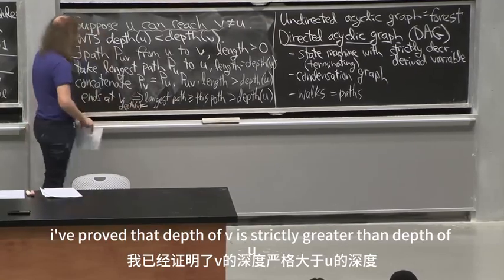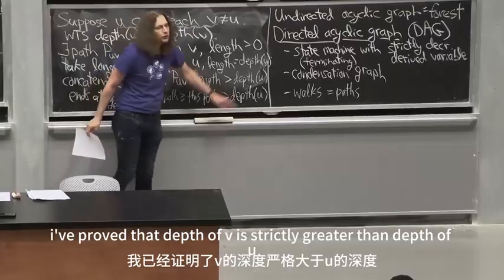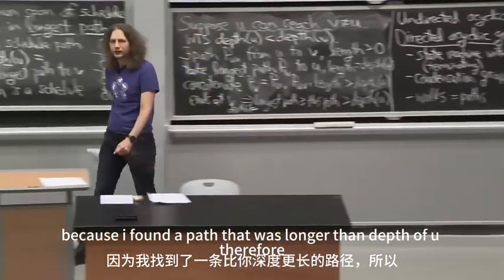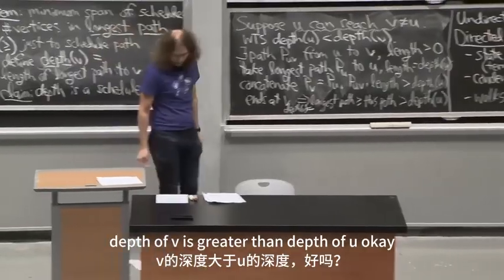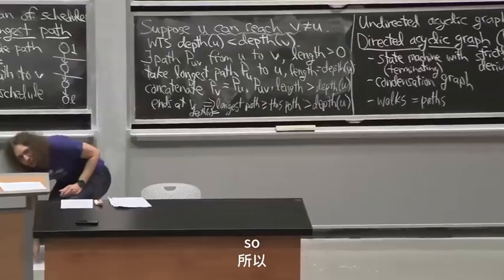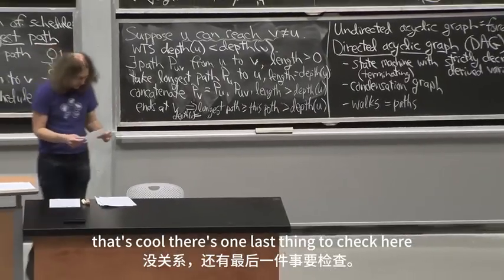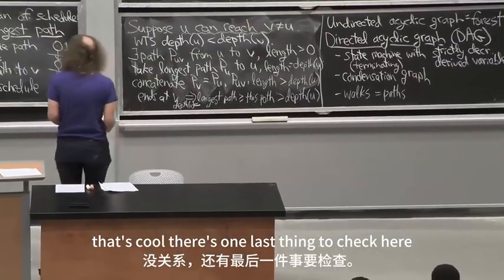So I've proved that depth of v is strictly greater than depth of u because I found a path that was longer than depth of u. Therefore, depth of v is greater than depth of u. Okay? So that's cool. There's one last thing to check here.